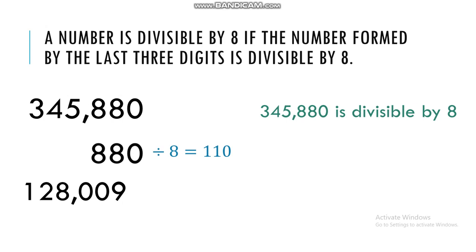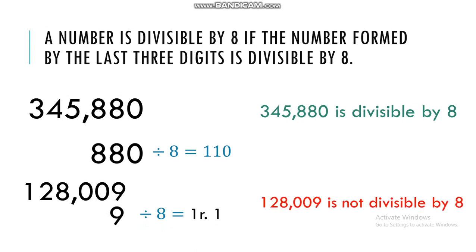How about 128,009? Is this number divisible by 8? Similarly, let us check the number that is formed by the last 3 digits, which is 009, which is 9. Is 9 divisible by 8? No. 9 divided by 8 is equal to 1 and remainder 1. So the result is not a whole number. This means that 128,009 is not divisible by 8.